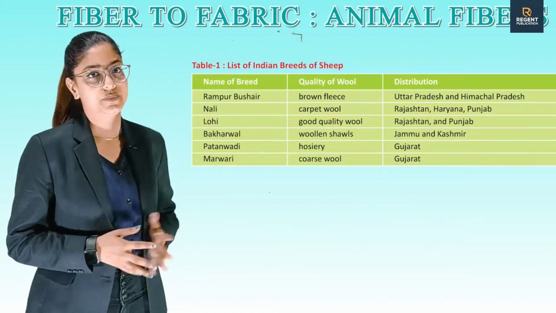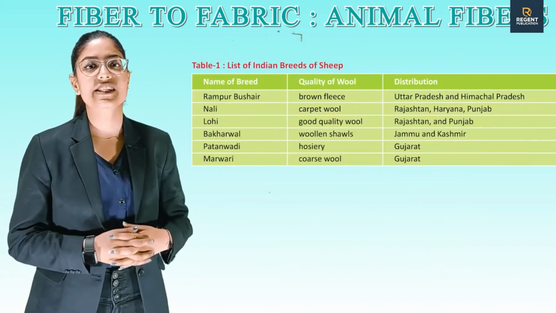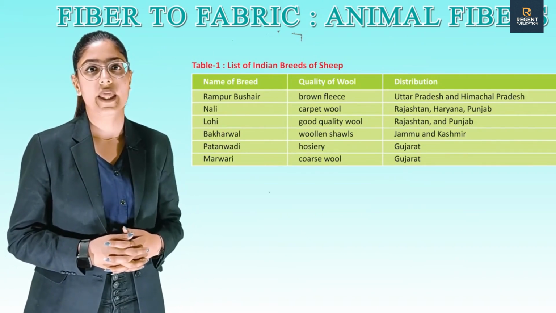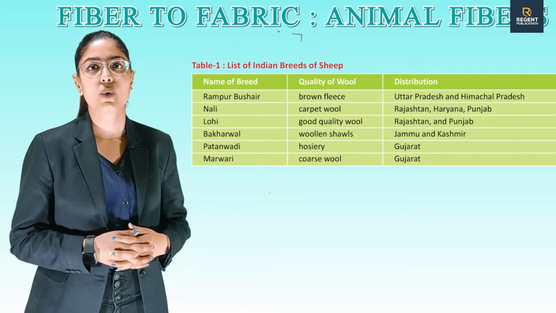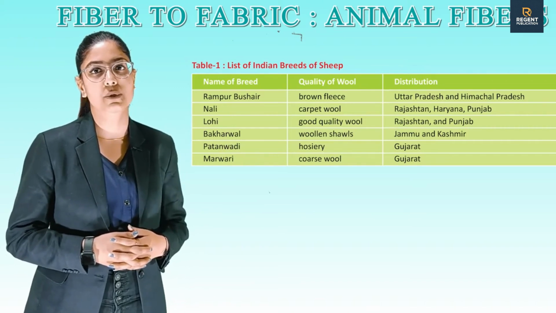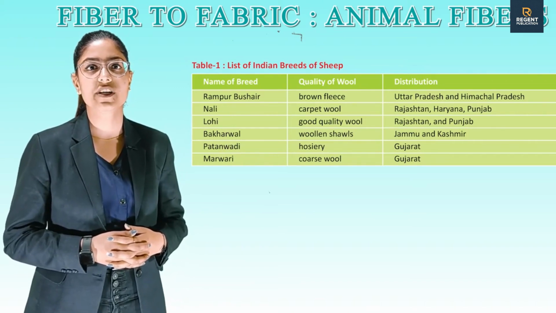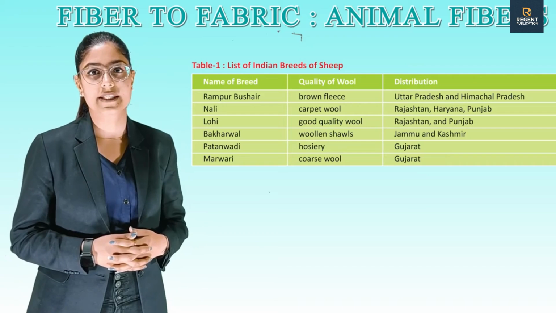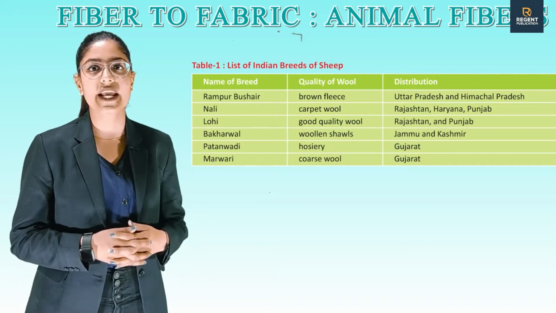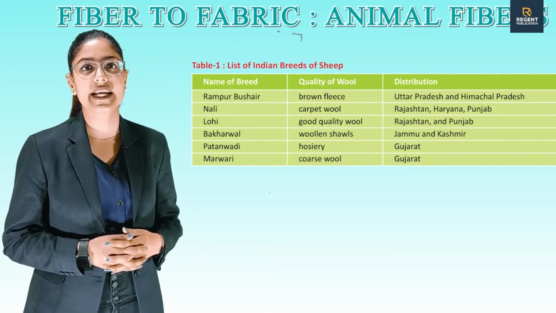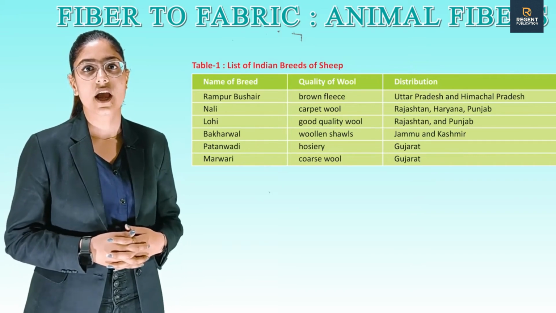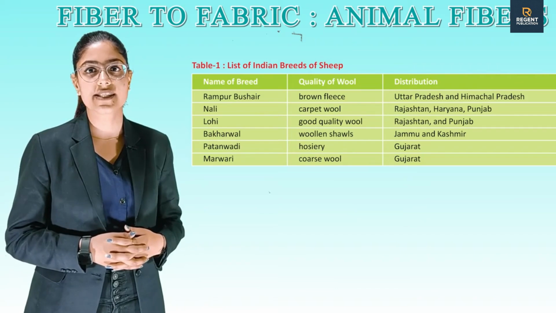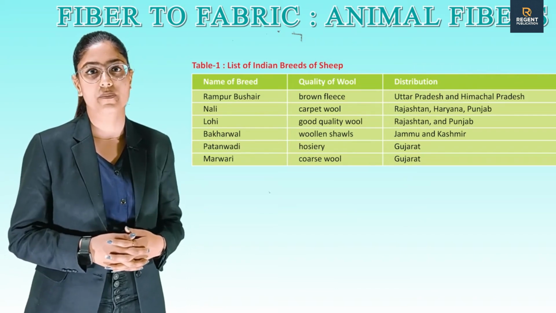See this table. Table first. List of Indian breeds of sheep. Name of breed, quality of wool, distribution. First one is Rampur Bushar, brown fleece, Uttar Pradesh and Himachal Pradesh. Second is Nali, carpet wool, Rajasthan, Haryana and Punjab.